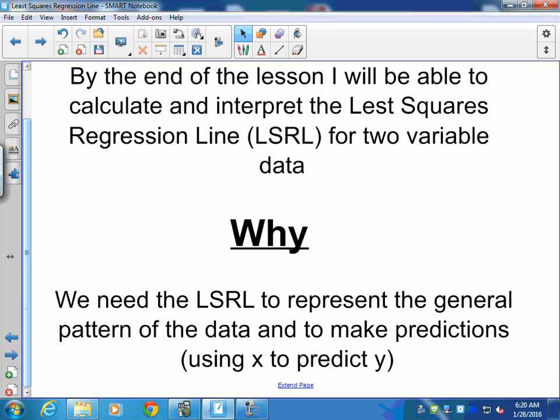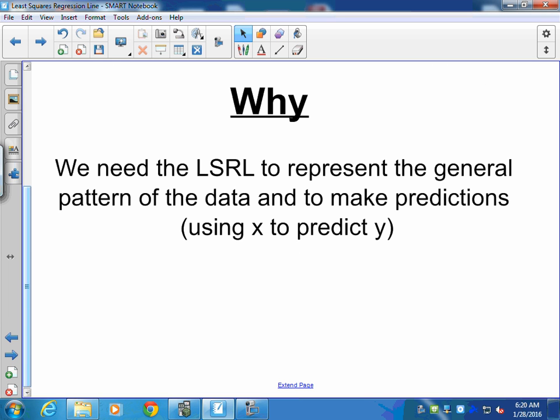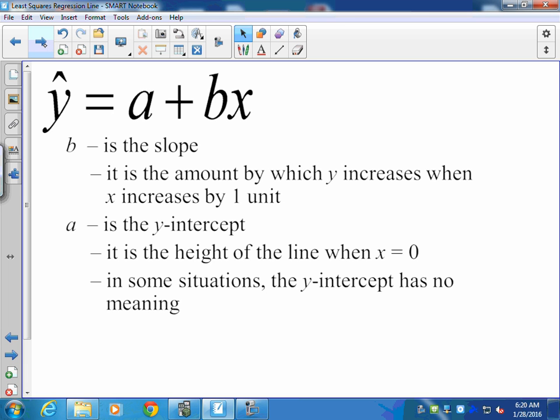One thing we always want to look at is the why. Why is this an important skill for statistics? We need the least squares regression line to represent the general pattern of the data to allow us to make predictions. The whole goal is using an overall data set to make a prediction line so we can use x values as our input to predict the y value for a specific situation.